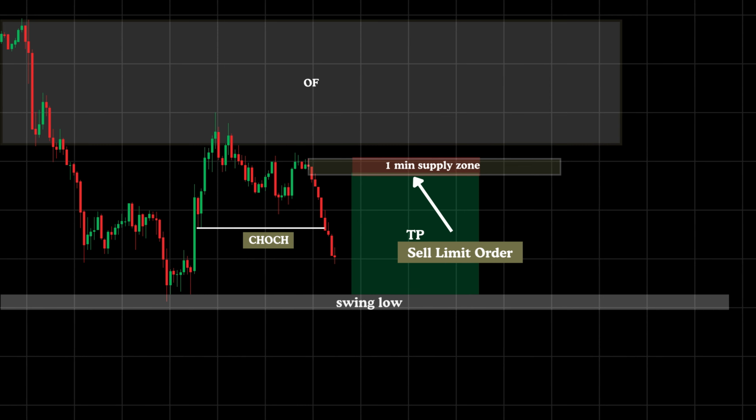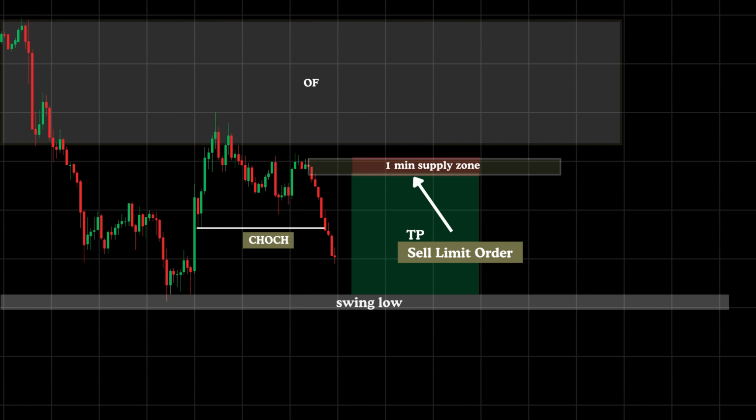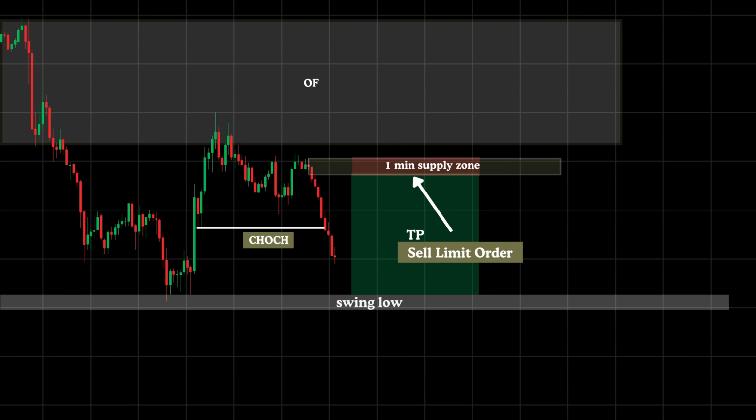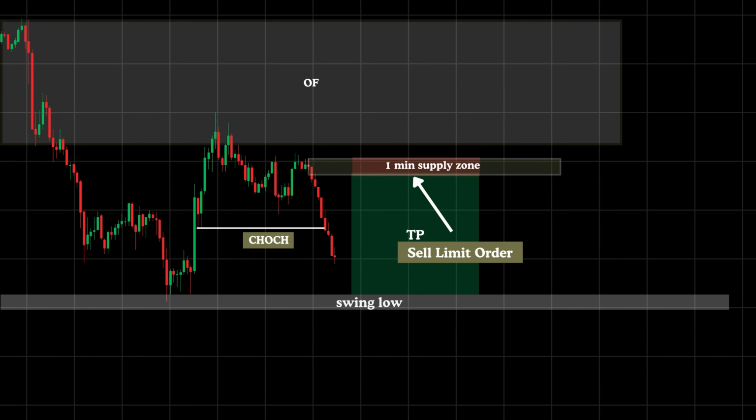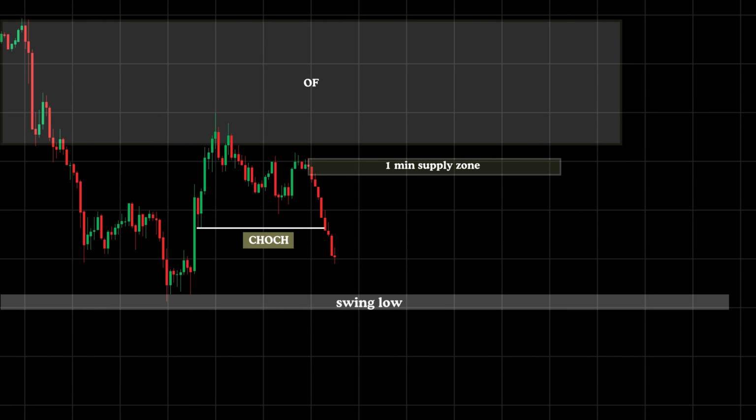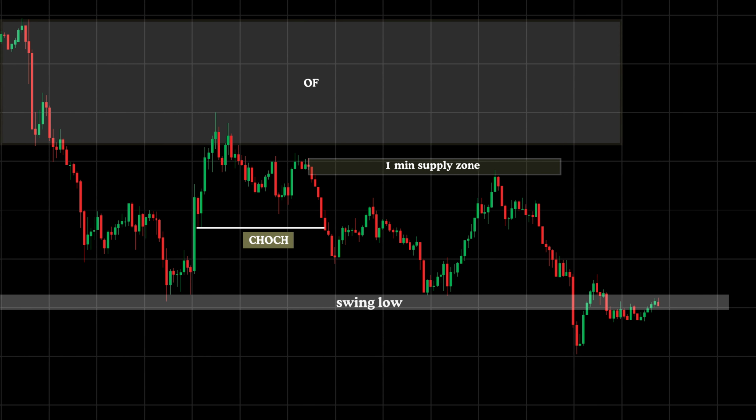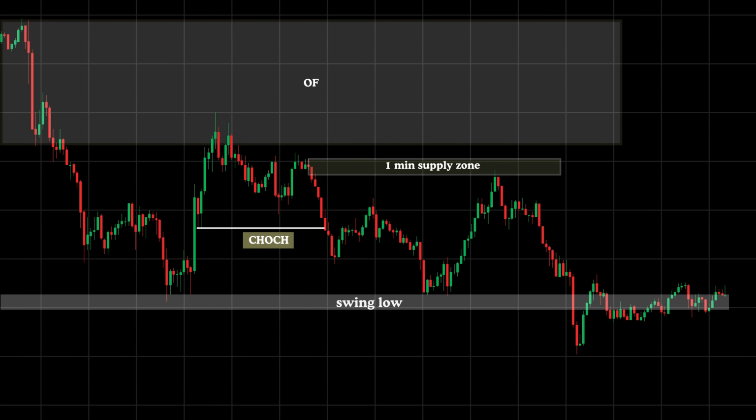We'll adjust our stop loss just a few pips above the highest point of the zone, and for our take profit target, we'll aim for this swing low, the area where we anticipate price will likely head. Our sell limit has been triggered, and we're officially in the trade. Now it's just a matter of letting the market play out.